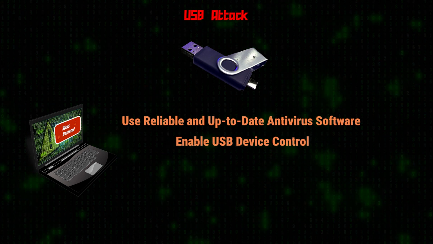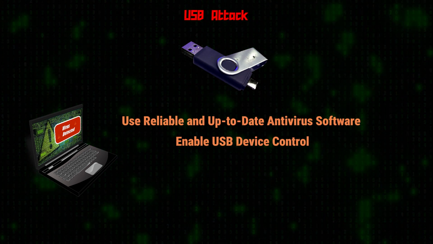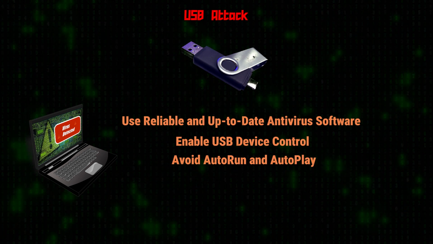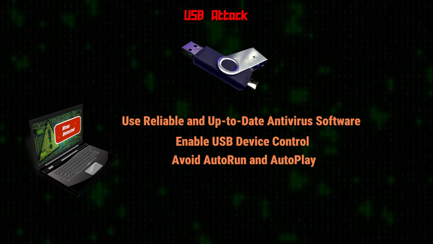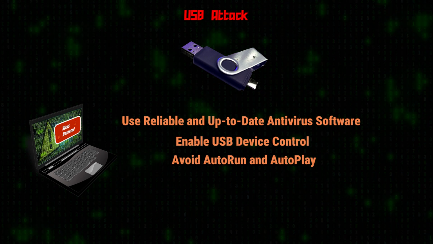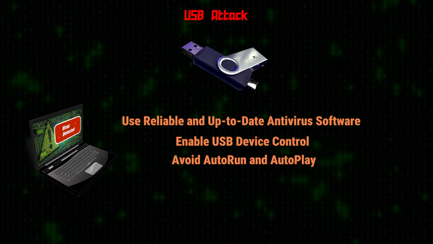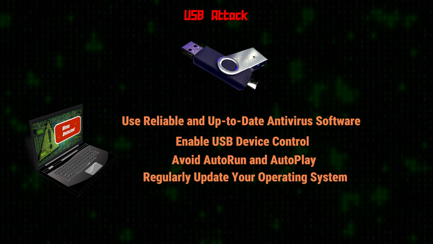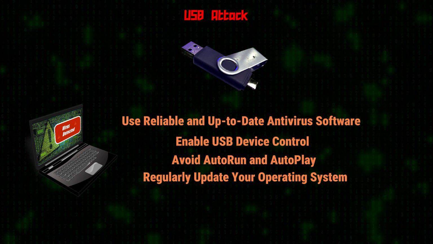Number 3. Enable USB device control. Number 4. Avoid autorun and autoplay. Autorun and autoplay features can automatically execute programs on a USB device as soon as it's connected to a computer. Number 5. Regularly update your operating system.